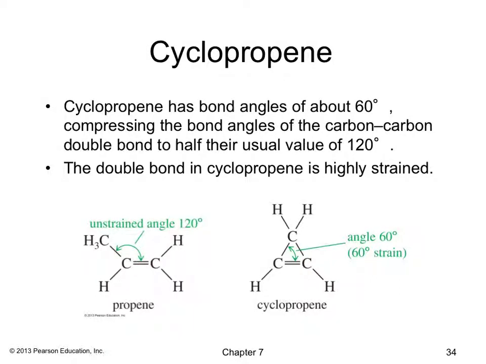Cyclopropene has bond angles of about 60 degrees, compressing the bond angles of the carbon-carbon double bond to half their value. So here's a normal carbon double bond, 120. Now through the cyclic cyclopropene, you get an angle of 60 degrees. So as a result, this double bond in cyclopropene is highly strained.